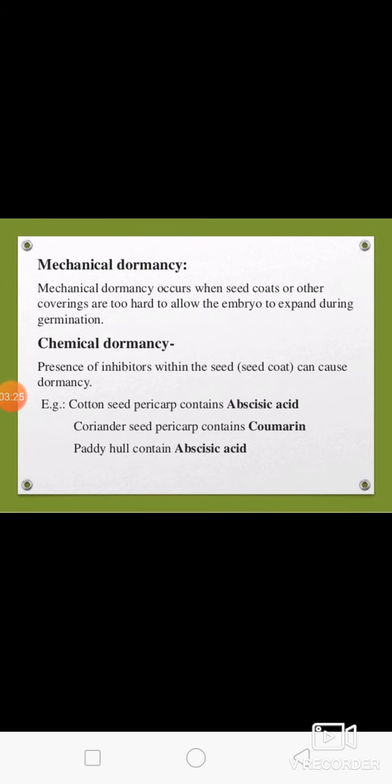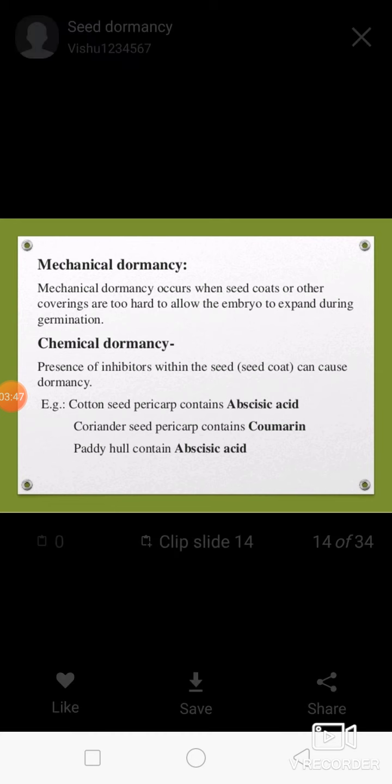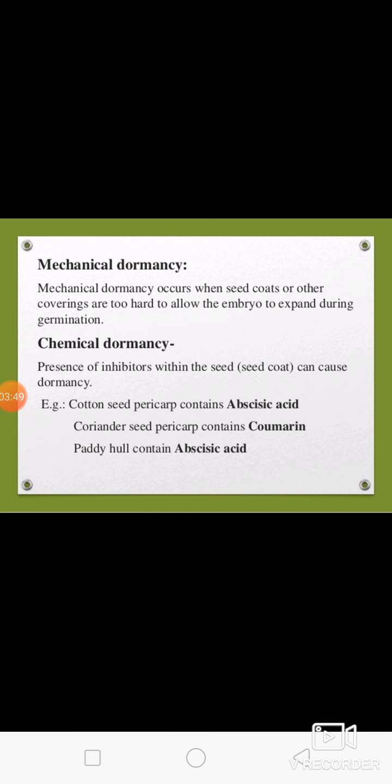Mechanical dormancy occurs when the seed coat or the other covering are too hard to allow the embryo to expand during germination. Chemical dormancy is due to the presence of inhibitors within the seed coat itself, which causes the seed dormancy. For example, cottonseed pericarp contains abscisic acid, coriander seed pericarp contains coumarin, and the paddy hull contains abscisic acid.